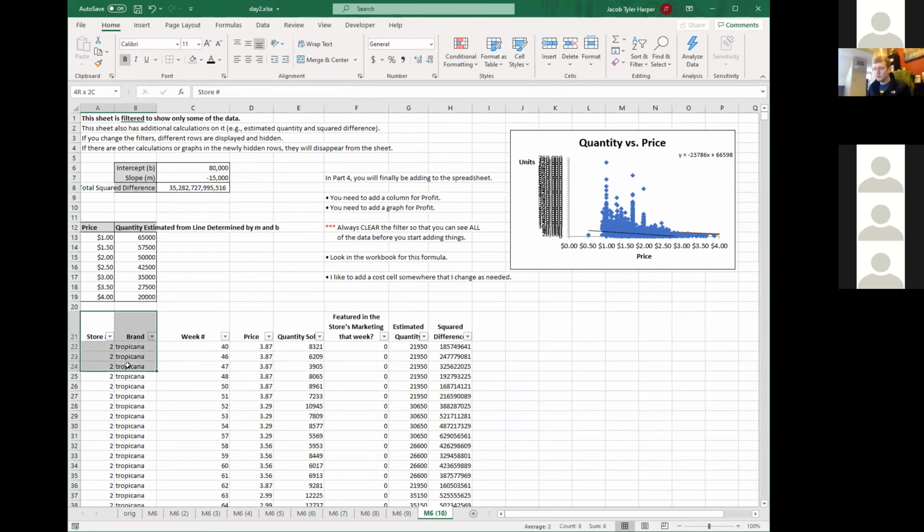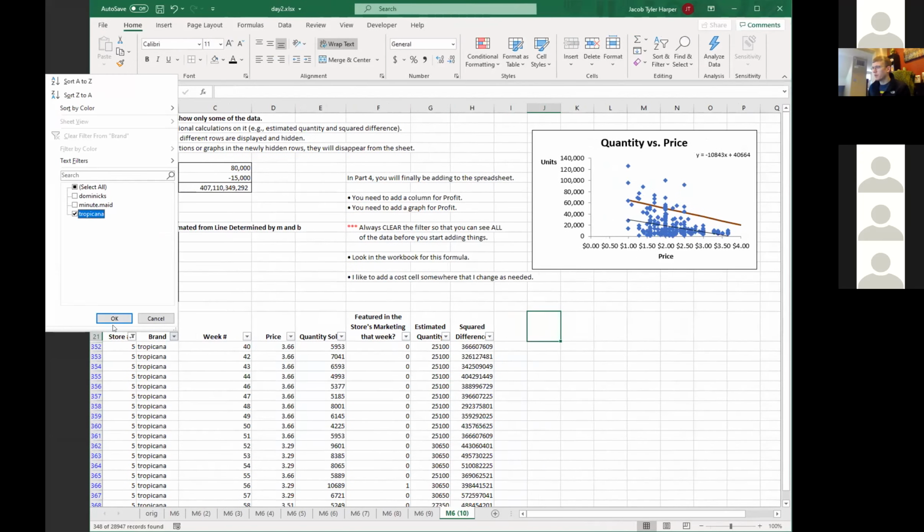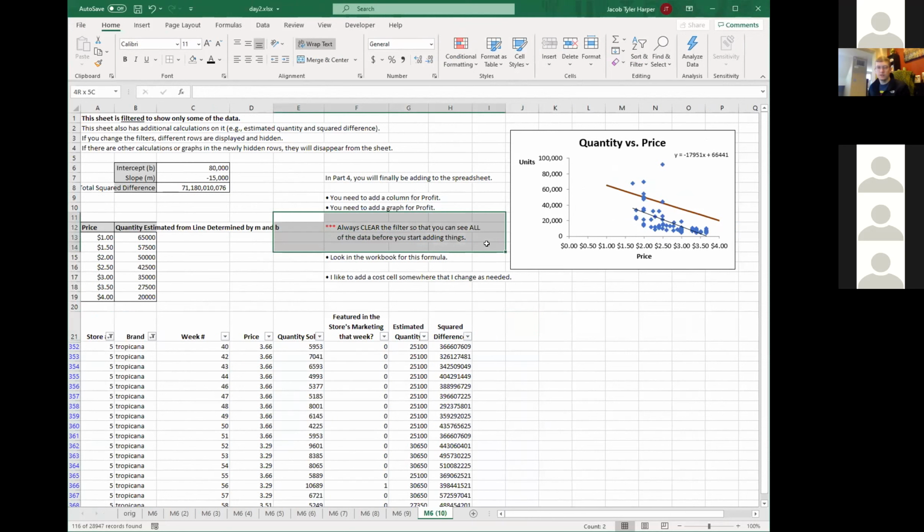make sure you clear that so you can see everything before you start making columns over here and before you make this graph. Because if you don't, you're going to have to start from scratch every single time, which is kind of sucky. It takes a lot more time. So that's the first thing I wanted to mention.